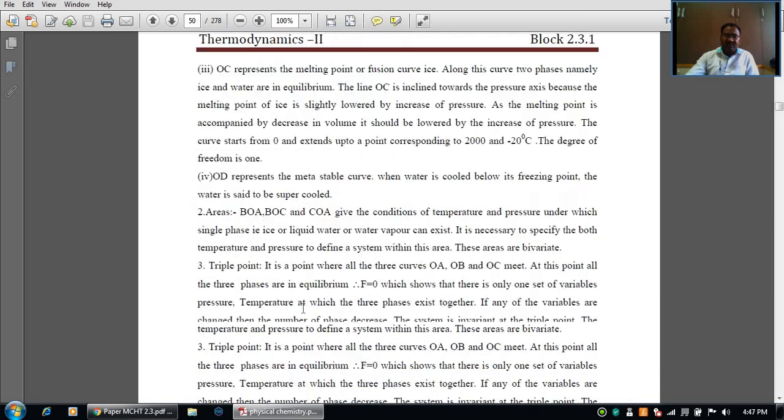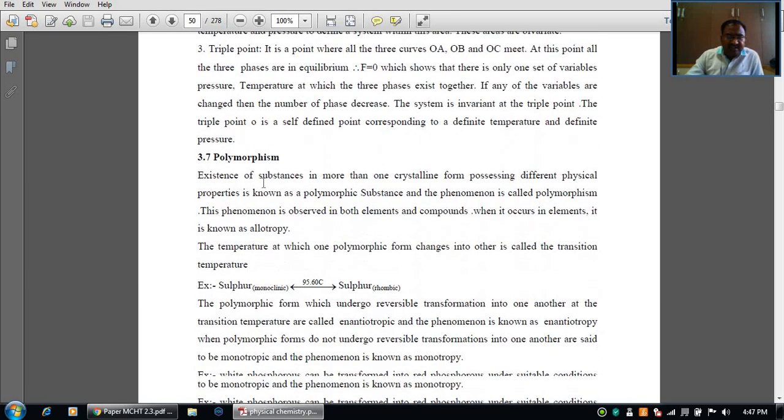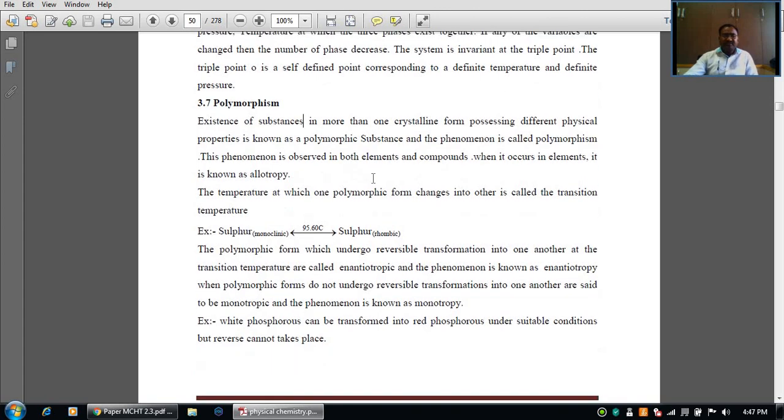Next, polymorphism. Just imagine sulfur. Sulfur exists in the S8 form. The atomic symbol of sulfur is S, but it does not exist as a single atom in nature. It is an S8 molecule, with a crown-shaped structure. For research purposes it can be converted to S8 and S4 also, but the stability is less.